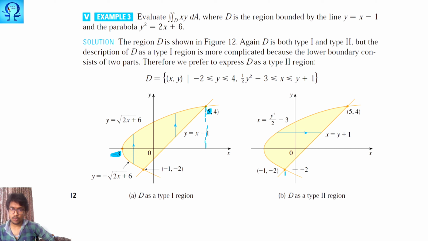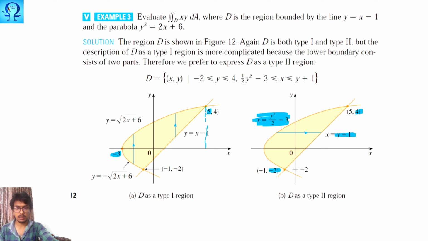if you see, your y ranges from -2 to 4. And for x, the lower curve is y square upon 2 minus 3, and the right curve is y plus 1.